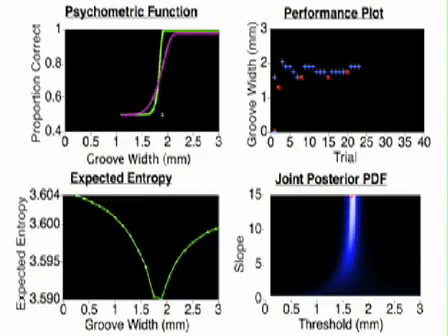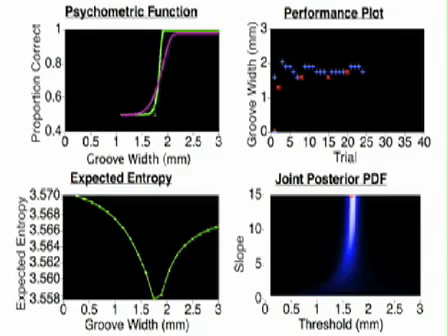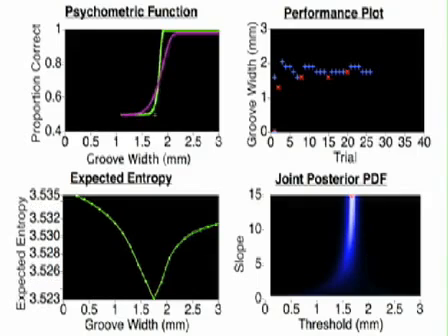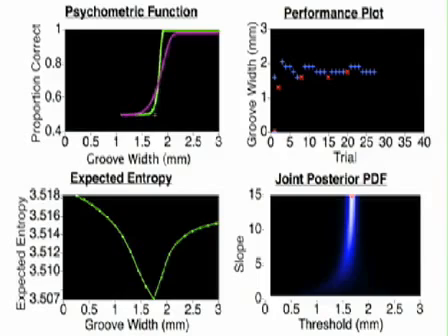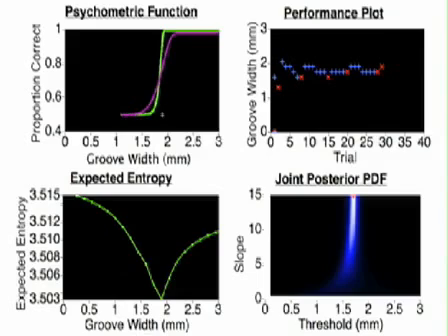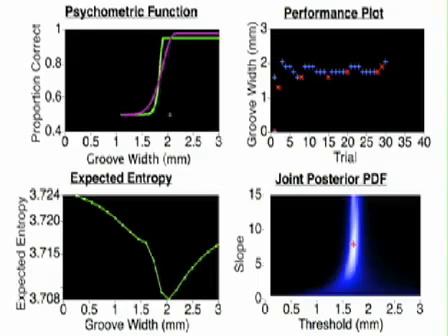This step is crucial for the efficiency of the Bayesian adaptive procedure because we are constantly trying to reduce the uncertainty about a subject's psychometric function by estimating and presenting the groove width that will maximize the amount of information gained. The plot on the lower right displays the joint posterior probability distribution function, or PDF, of the slope and threshold parameters. In this plot, white represents high probability and black represents low probability. To make this plot, we summed or marginalized over the lapse rate parameter.